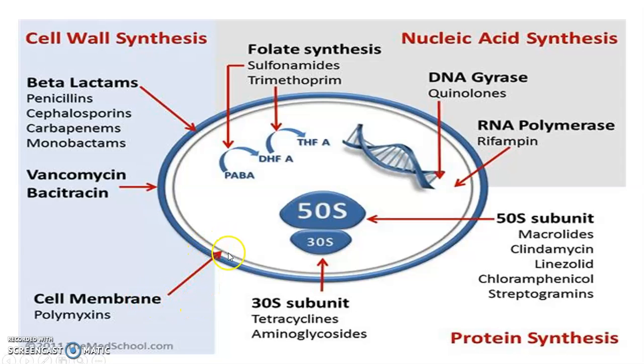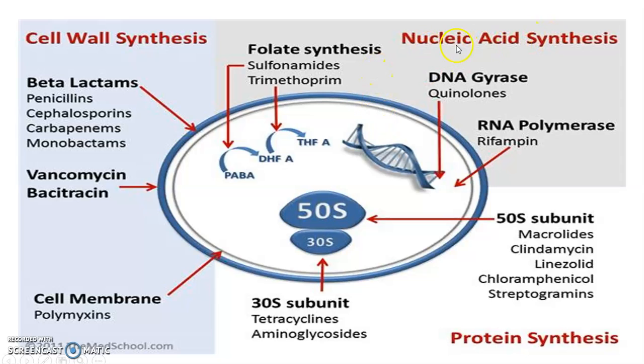Here you can see inside is the cell membrane, and outside, the blue coloration, you can see this is the cell wall. The cell membrane is inhibited by polymyxin. So these are the three varieties of the class. Those are mainly used as cell wall synthesis inhibitors.